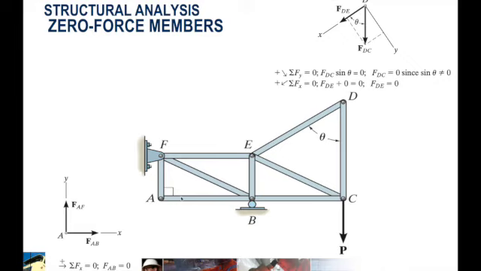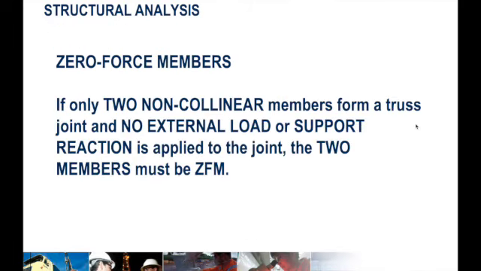Okay, so those are what we are looking for: two members at a joint that is not externally loaded or doesn't have a support reaction, and that qualifies joint D and joint A. So the two members composing that joint must be zero force members. So let's define the rule. If only two non-collinear members form a truss joint and no external load or support reaction is applied to the joint, the two members must be ZFM, or zero force members.